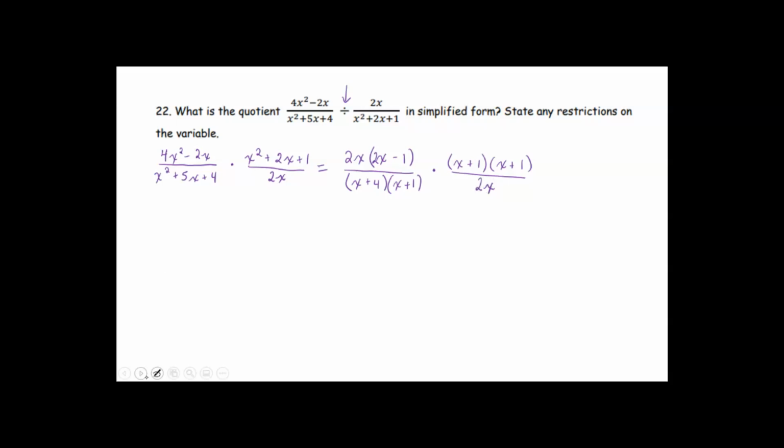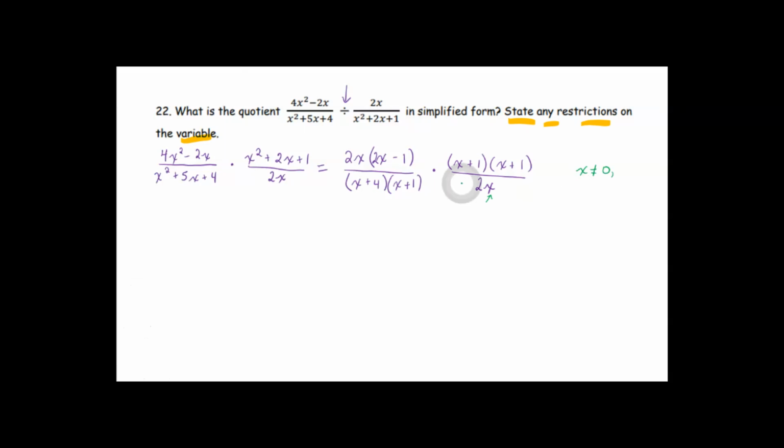Okay, so now it's probably easiest to state the restrictions. Okay, so look at your denominators. Remember, discontinuities come from denominators. So let's see, x can't be 0.